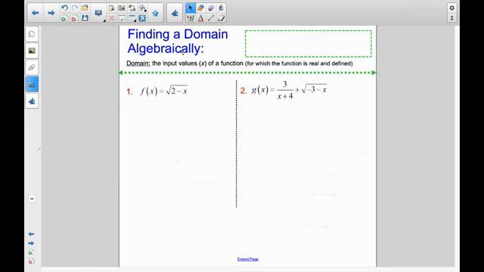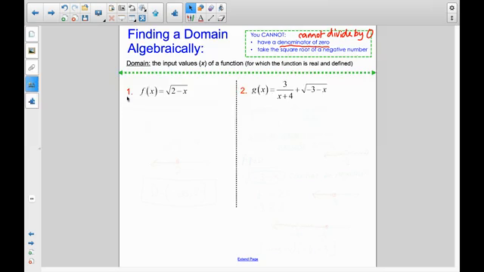Finding the domain algebraically, what we're going to have to consider is this. The domain of most functions is all real numbers. There are only two things we're looking at that are going to stop the domain being all real numbers at this point. There are other ones that exist, but don't worry about those for now. You cannot have a denominator of zero, because you'd be dividing by zero, and that's going to give you a y value that's undefined. And you cannot take the square root of a negative number.